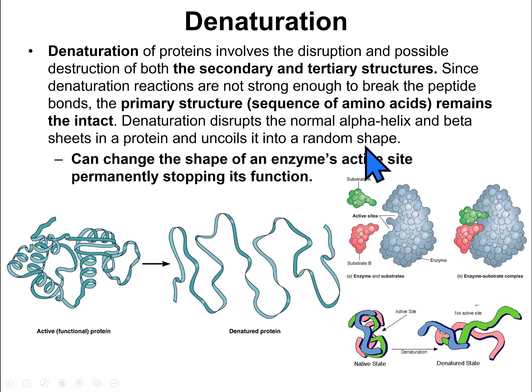Where this becomes important is that when you look at enzymes and their active site, enzymes have an active site that catalyzes chemical reactions, where substrates will come into that active site, and the enzyme will either hook these substrates together or break them apart. If you denature enzymes, you're denaturing that active site, so it can no longer bind to its substrate. And it can greatly affect enzyme activity, permanently stopping its reaction or its function.